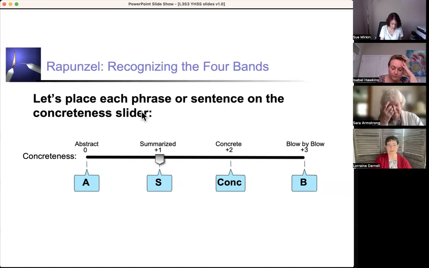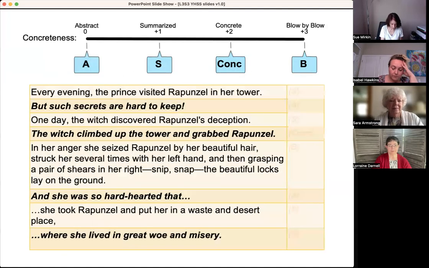So we'll take each phrase or sentence and place it on the concreteness slider. Every evening, the prince visited Rapunzel in her tower. Is that abstract, summarized, concrete, or blow by blow? Summarized. It is summarized, absolutely. There's action, but we don't get any detail to it. So summarized.